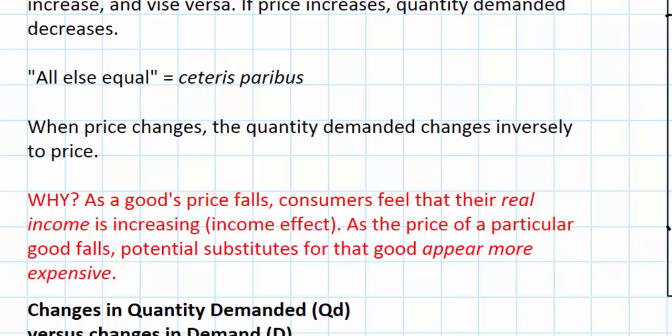An example of this might be other treats that students might buy besides candy. So if the price of candy falls, students may substitute candy for other goods like cookies or ice cream and other treats that they might have enjoyed instead of candy. As the price of one good falls, people tend to substitute more of that good into their consumption because the other goods that they might have consumed appear more expensive. This explanation for the law of demand is known as the substitution effect.